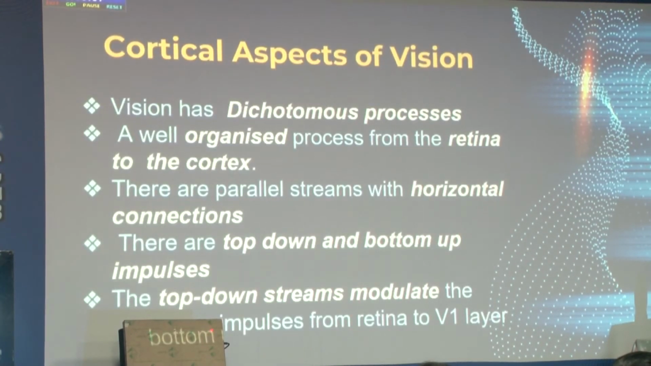Vision is a dichotomous, complex process starting from the retina up to the cortex. There are parallel streams with horizontal connections, and there are top-down and bottom-up impulses. Bottom-up is from retina to the cortex, top-down is from cortex back to retina. Both impulses are there. And the top-down impulses coming from the cortex modulate the bottom-up impulses.